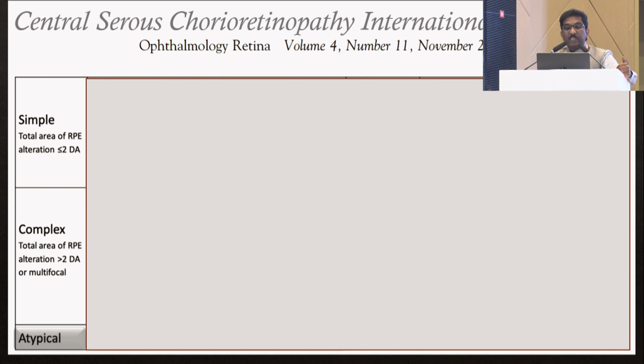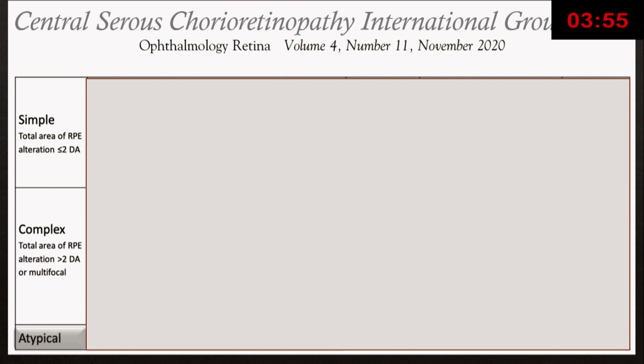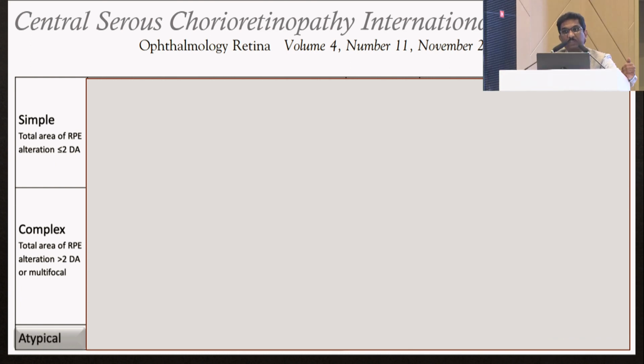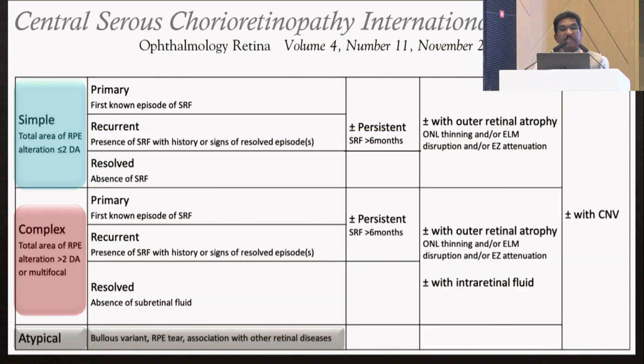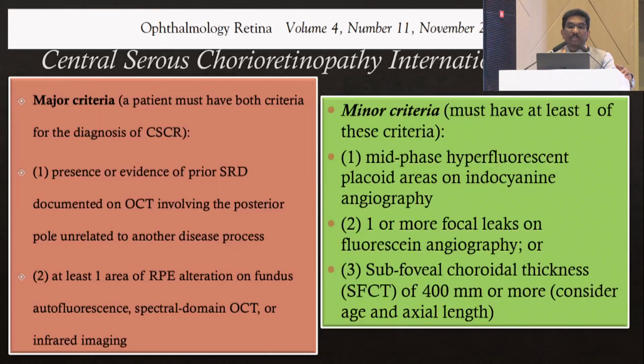Even the recent classification, this is the recent classification by the international group, lays a lot of emphasis on the OCT. We have classified the CSR into simple, complex, and atypical. And they are again further subdivided into primary, recurrent, and resolved. And if the SRF is persisting for more than 6 months, it is called persistent. And both simple and complex can have with or without outer retinal atrophy. So this is the latest classification for CSR. They are also classified and given major criteria and minor criteria, and this lays emphasis on the OCT part.